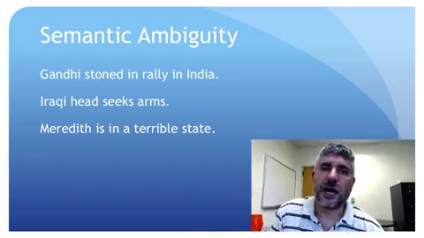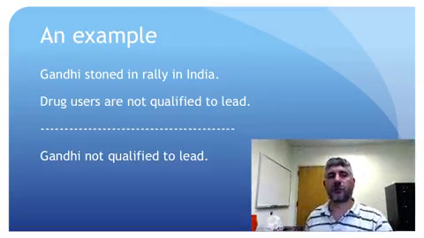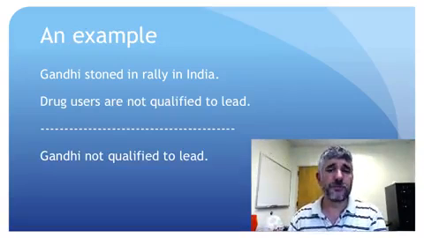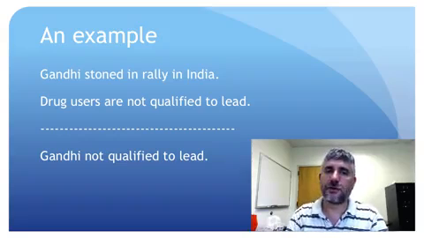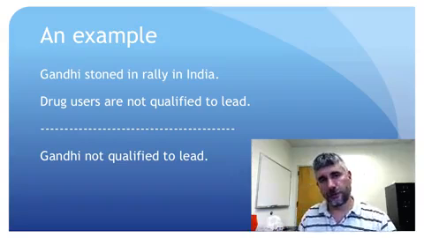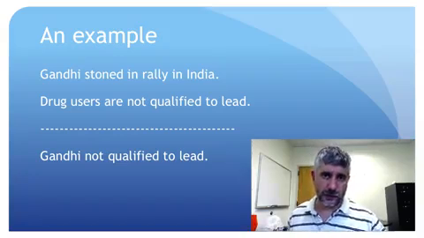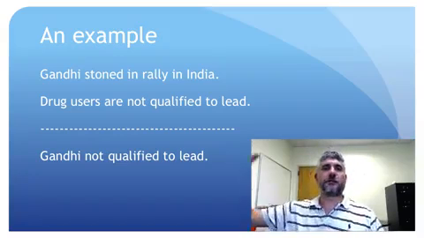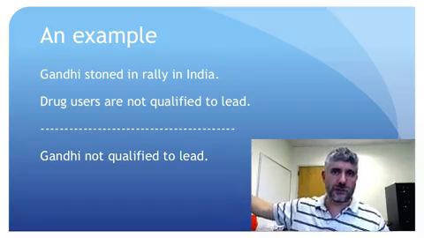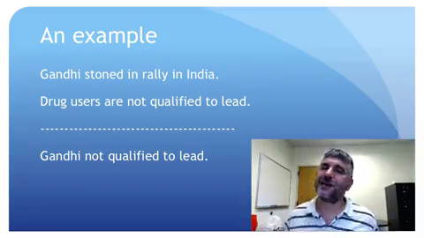Let's see how some of these give rise to fallacies. So consider this argument. Premise 1, Gandhi stoned in rally in India. Premise 2, drug users are not qualified to lead. Conclusion, Gandhi not qualified to lead. Now, superficially that might look like a valid argument. Gandhi falls into a certain category, stoned in the rally in India. People who fall into that category are not qualified to lead, so Gandhi's not qualified to lead.